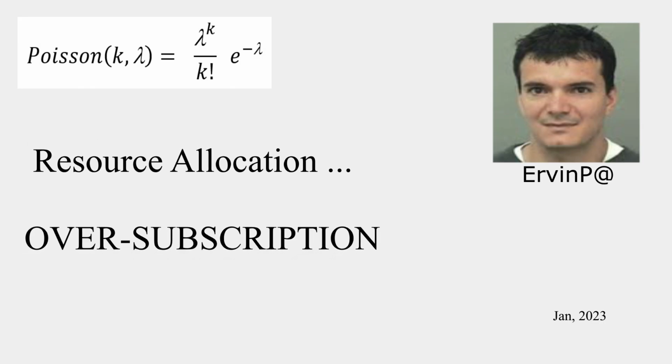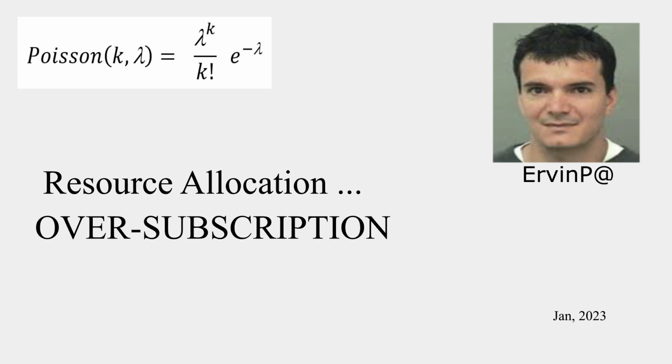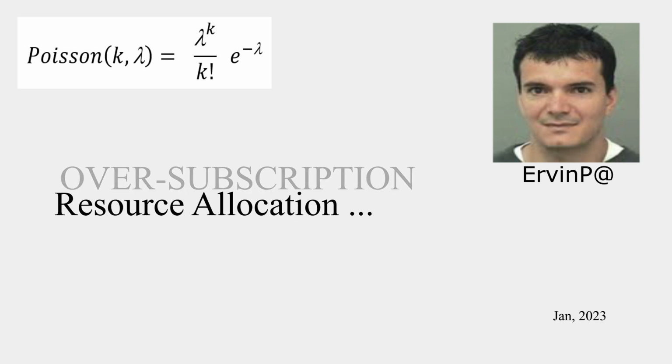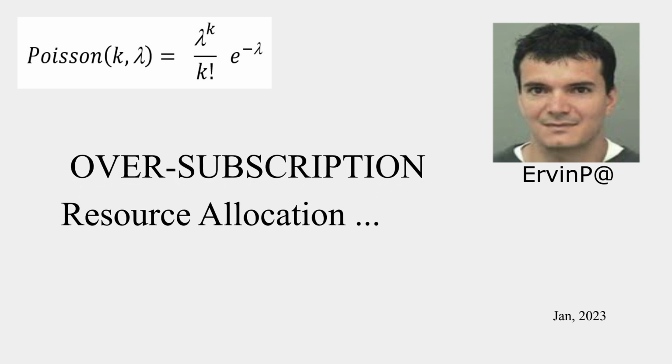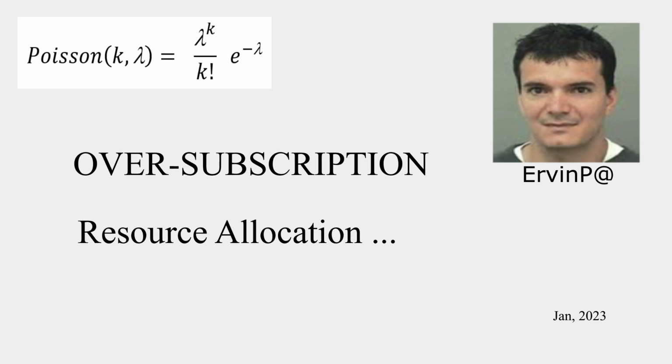Hi, I'm Irvin. Today I'll present one of my favorite derivations for the Poisson distribution. Poisson is relevant for resource allocation and especially oversubscription. It has this very succinct and useful formula, lambda to the k over k factorial times e to the negative lambda.